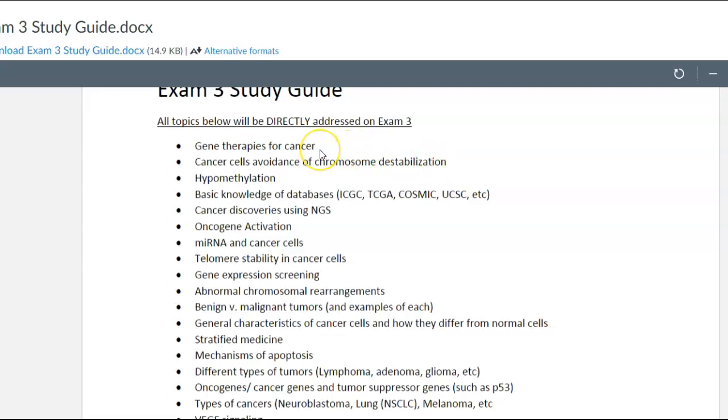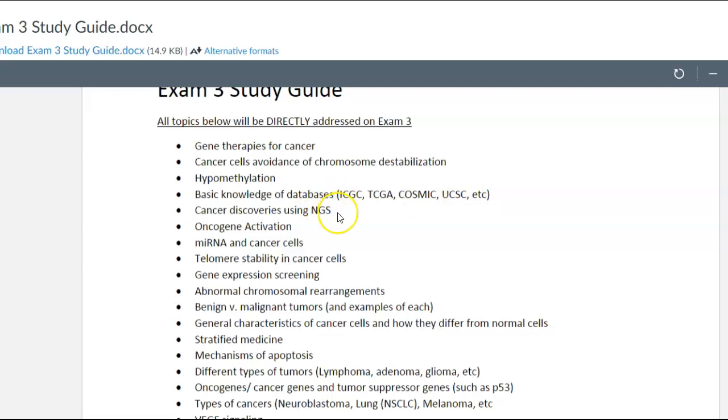So for example, like gene therapies for cancer, there's different types of therapies. Just generally know what those therapies would be and kind of how they work. Moving down, these are just generalized terms. In terms of the databases, you'd want to be able to know what they're used for. For example, fundamentally why you would go to a certain database and what it has in it. These are the ones that you'd be responsible to know generally.